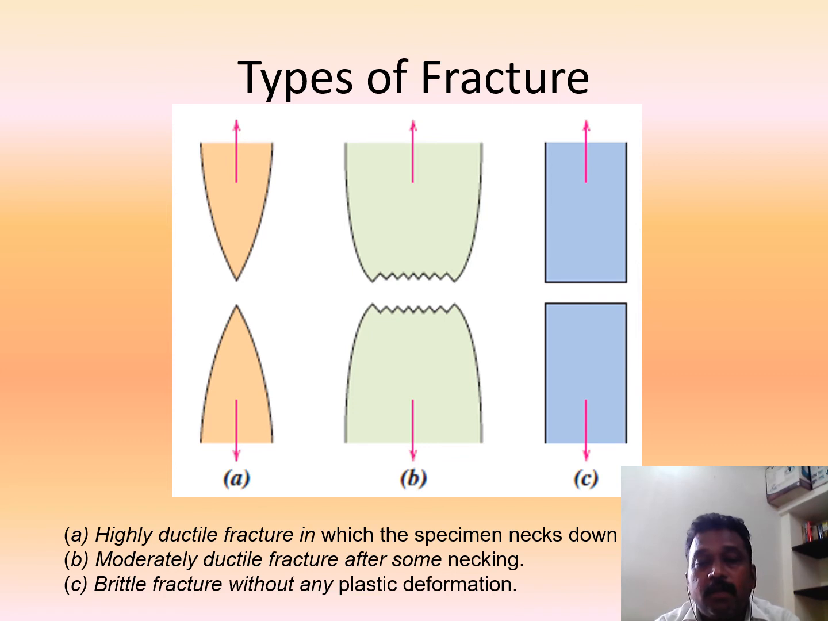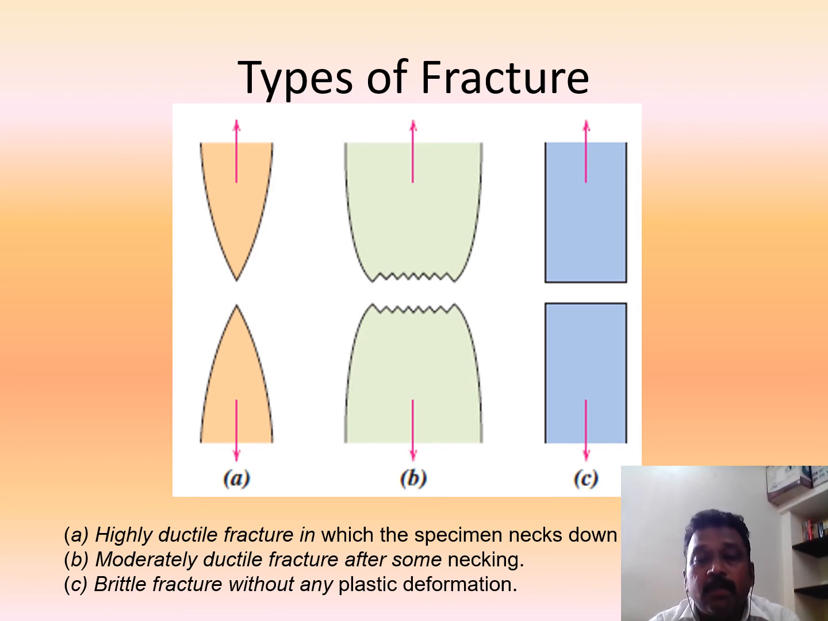The cross-sectional area: this is the original cross-sectional area, and this is the cross-sectional area at the time of fracture. If there is no change in the cross-sectional area, then it is called a brittle fracture, because there is no plastic deformation.